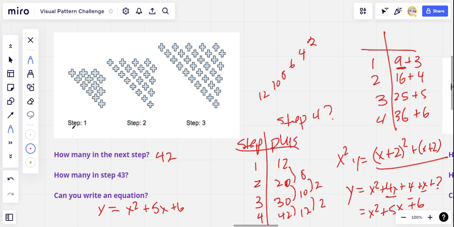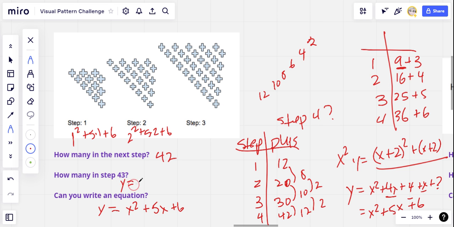But let's try this out. In step 1, that would be 1 squared plus 5 times 1 plus 6. And that would be 1 plus 5 plus 6. Yeah, that's 12. That works out. In step 2, it'd be 2 squared plus 5 times 2 plus 6. So that would be 4 and 10 and 6. Yeah, that's 20. You can go on testing it with the other numbers if you like, but I think we've got our equation. So how many in step 43 requires just putting in 43 for x here.